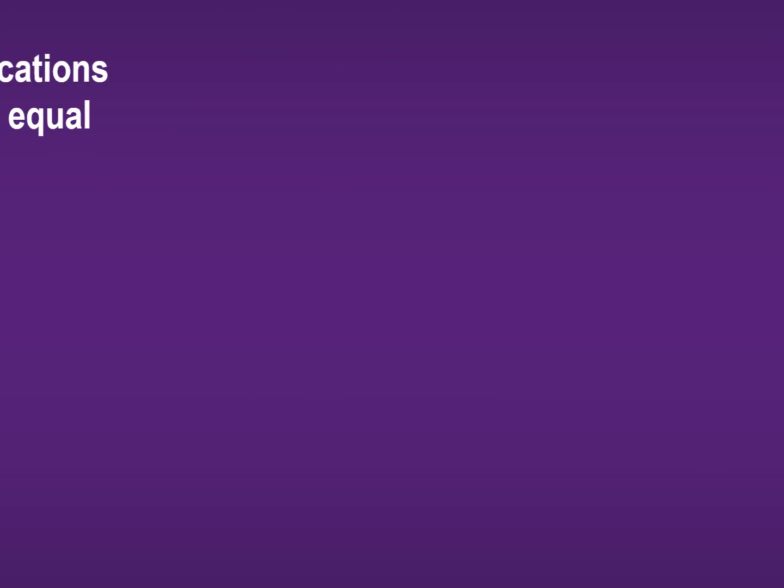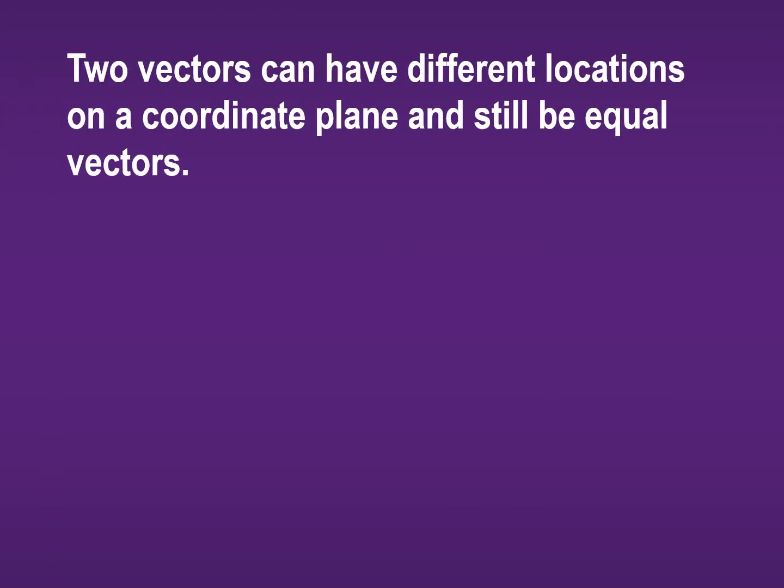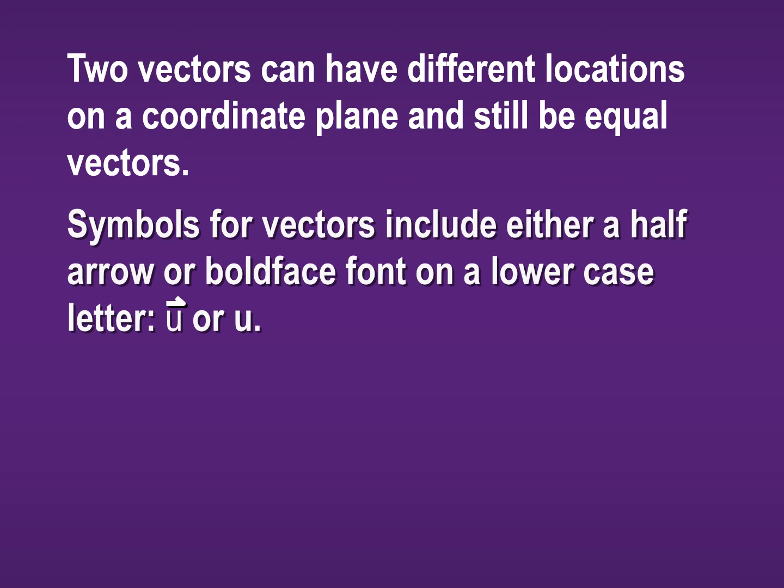All right, so a few reminders. Two vectors can have different locations and still be equal vectors. Okay, and then symbols for vectors include either a half arrow or a bold-faced font on a lowercase letter. So it kind of looks like this, right? This is a symbol for a vector with a little half arrow, okay? Or if you're typing, it will look like a bold letter u. That's also a symbol for a vector.